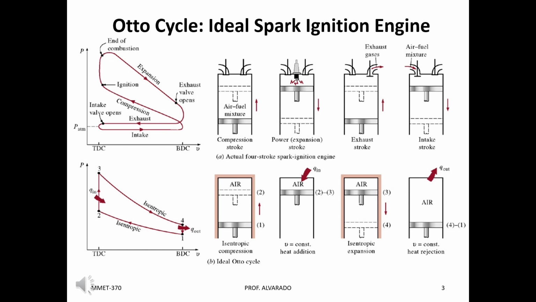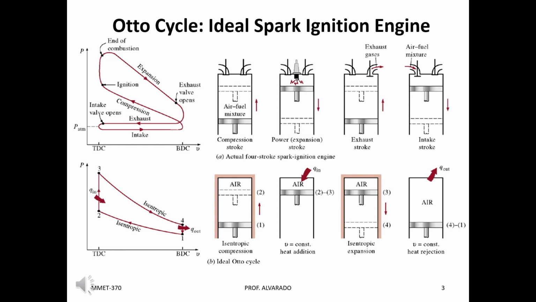So in a four-stroke gasoline engine, we have four different strokes to complete this cycle one time. It will start with an intake stroke, during which your intake valve will open up and the air and fuel mixture can come in. The second is the compression stroke, during which both the valves are closed and the piston comes up and compresses the mixture.